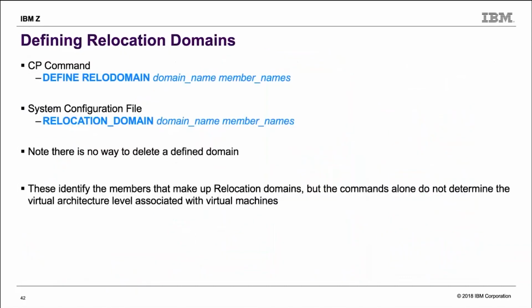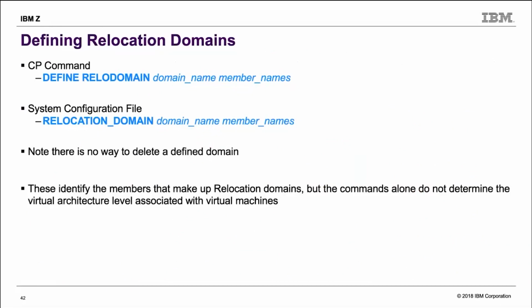So how do we actually go through and define the domains? As I mentioned, we do have a command to do it, a CP command, as well as a system config statement. So DEFINE RELODOMAIN would be the CP command, and then the RELOCATION_DOMAIN statement would be for the system config. On both of those, you would define the name of the domain that you're defining, and then the members that will be participating as input.